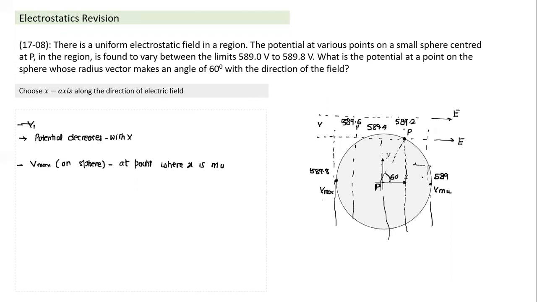So from here to here, potential will drop by how much? In distance r, it drops by 0.4, so it will drop by 0.2. So that's the potential here. The potential at that point will be 589.2. Had they asked for the potential at a point which makes 120 degrees with the direction of the field, this would have been the potential. Any point I can calculate; all I need is the x coordinate. So we know how to write a potential. Basically, I can easily do that.